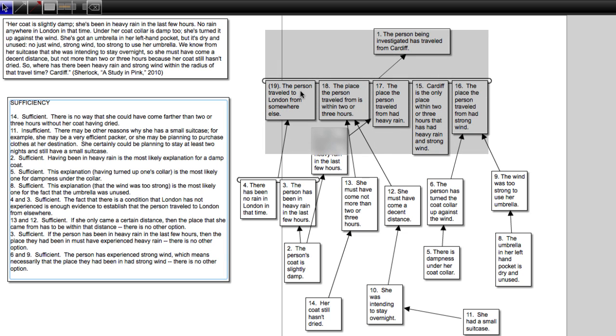Now we get to here. There are 5 premises. We assume they're all true. Are they sufficient? And I would say they are sufficient. These premises together list several characteristics of the place that the person traveled from, and then indicate that there is only one place that has all of those characteristics. The place that is mentioned in the conclusion.